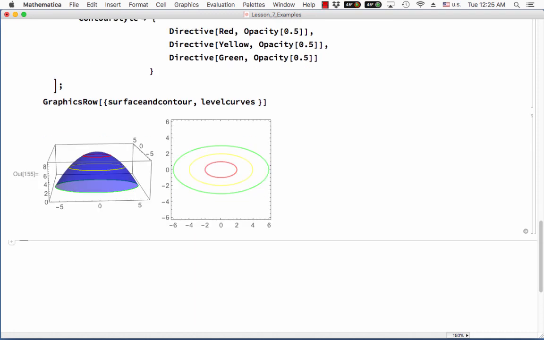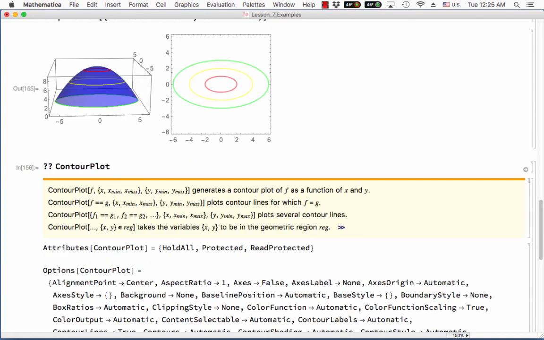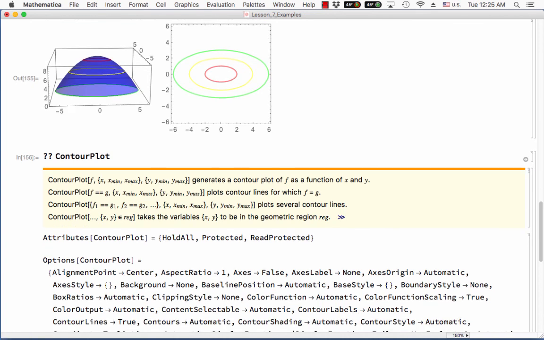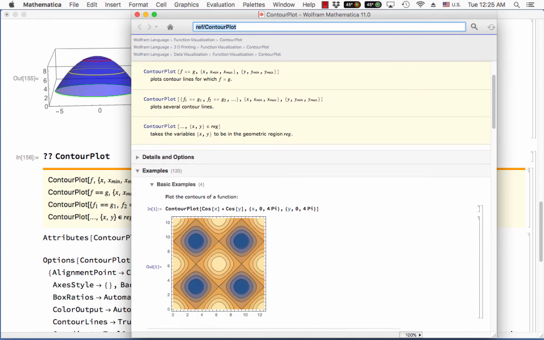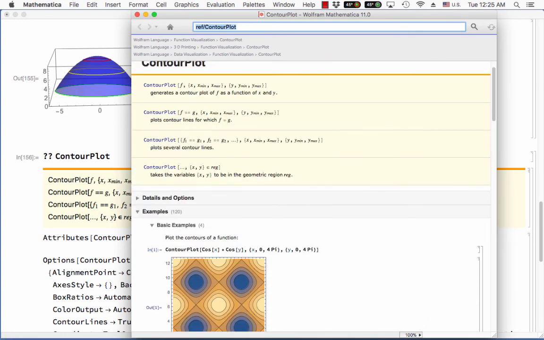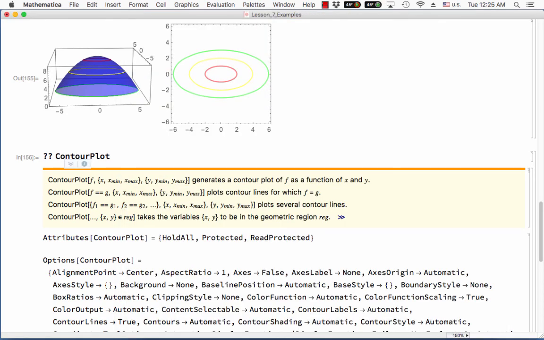There's something kind of cool that I wanted to show you. ContourPlot. So let's do something real quick here. If you put a question mark and ContourPlot and then evaluate this, what you see, sometimes these level curves are called contour lines. I like level curves because it distinguishes between R2 and R3. But what I wanted to show you was, here's the documentation. So the question mark allows you to learn more about this.